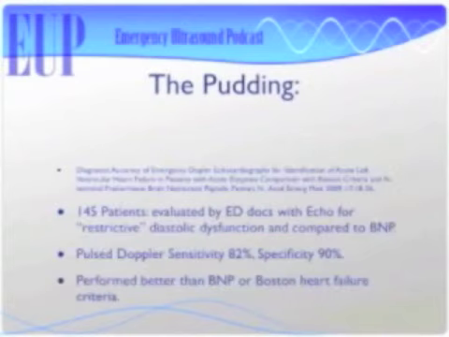So here's the pudding. This is a pretty cool study that was in Academic Emergency Medicine, and this is, I think, out of Boston, if I'm not mistaken, 2009. This is a study of 145 patients evaluated by ED docs using echocardiography for restrictive diastolic dysfunction and compared that to BNP. And what they found was pretty amazing. They found that pulse Doppler was about 82% sensitive and 90% specific. And even cooler than that, they showed that it was better than BNP or the Boston heart failure criteria at diagnosing acute heart failure in these patients.